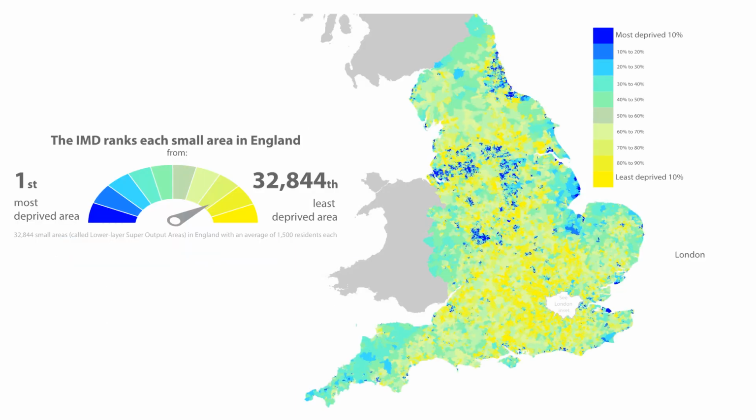IMD is not expressed at patient level. Instead, it reflects the population within a geographical footprint. The smallest footprints for which data are available are referred to as lower layer super output areas, of which there are 32,844 within England. These vary in geographical size, but have similar populations, roughly around 1,500 residents per LSOA.